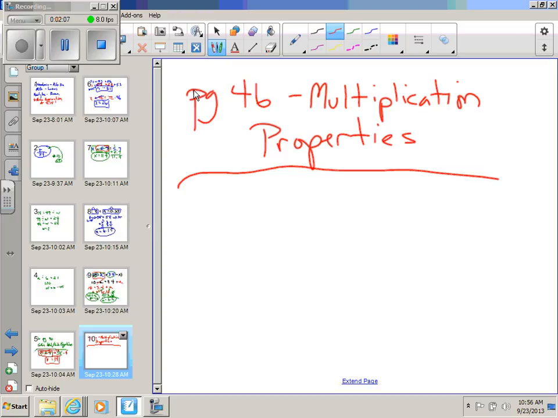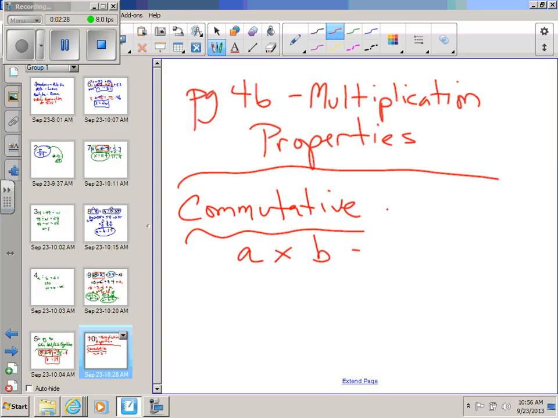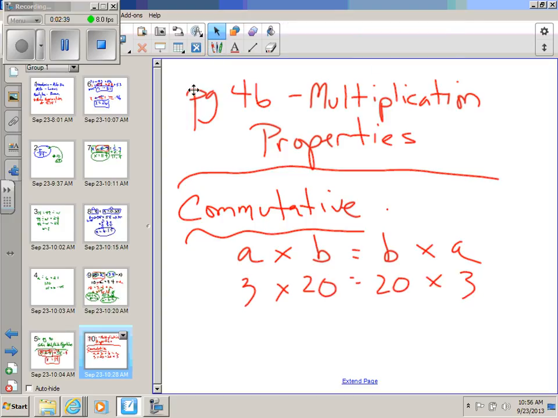Well, let's look at some of these properties. Commutative property. Commutative property. Changing the order of factors does not change the product. For example, A times B is the same as B times A. 3 times 20 is the same as 20 times 3.